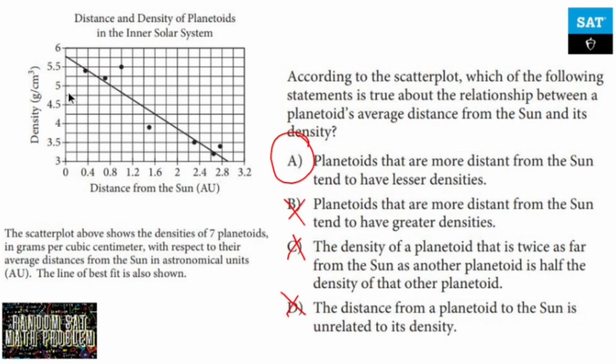So A right off the bat gives us what we want. Negative correlation means as one increases, the other decreases. That's what A is saying.